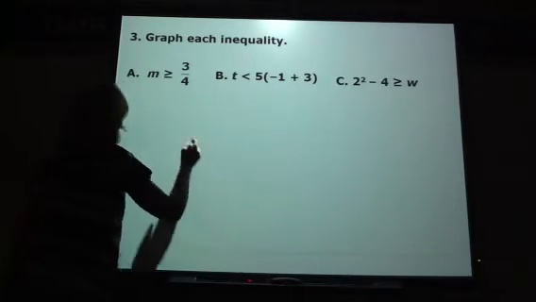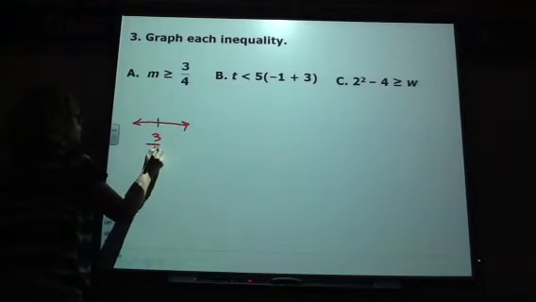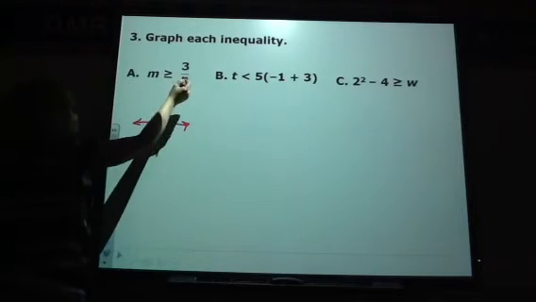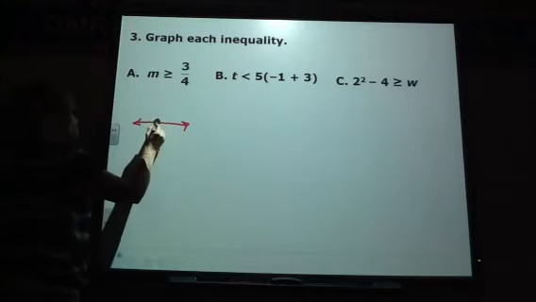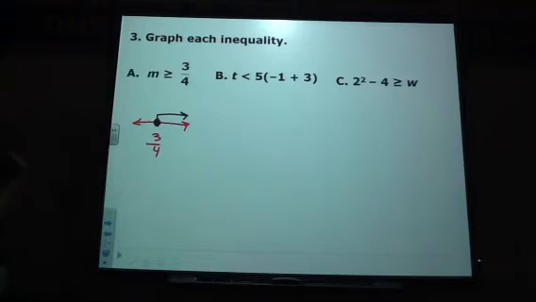Okay, so for A, I have 3/4. This says M is greater than or equal to 3/4, so 3/4 is going to be part of my solution, and it's all real numbers greater. So that's how you would graph A.